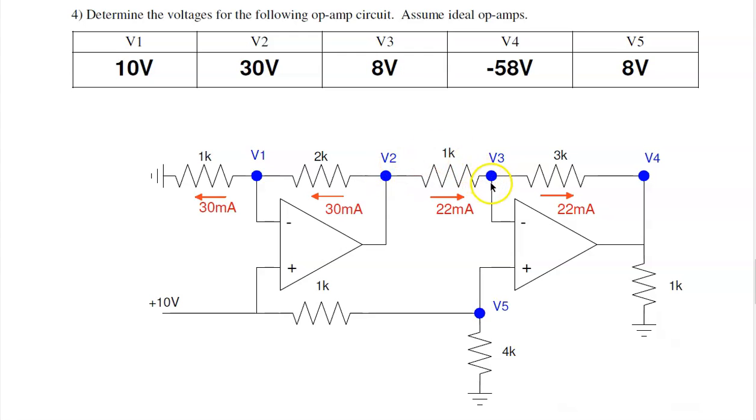30 volts going to 8 volts gives you 22 milliamps. That 22 milliamps has to flow through here, so that's 66 volts. 8 minus 66 is minus 58 volts. That's problem 4.